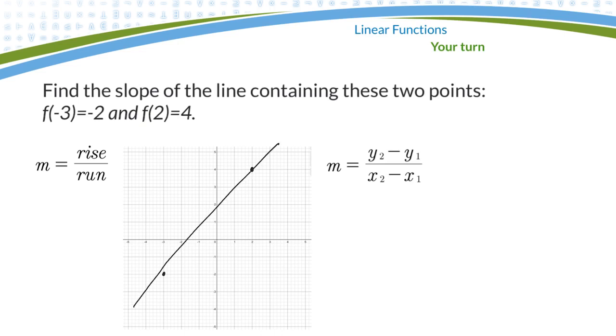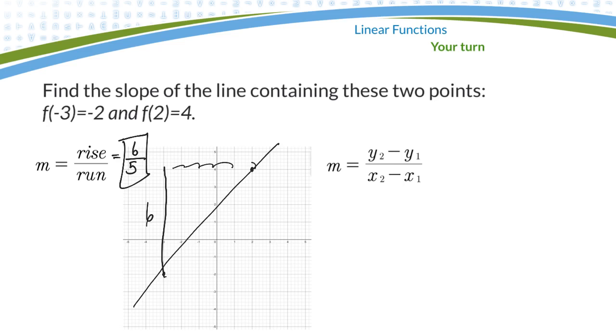And I want to know what the slope is. So it looks like I'm going up 6. And over this way, 1, 2, 3, I'm going over 5. So I'm running 5. So my rise is 6 and my run is 5. And it's a positive slope because it's going up to the right.